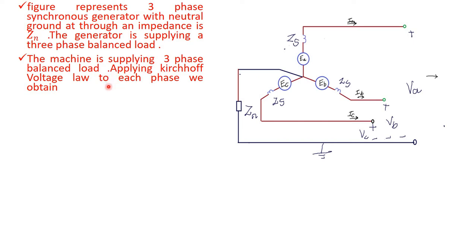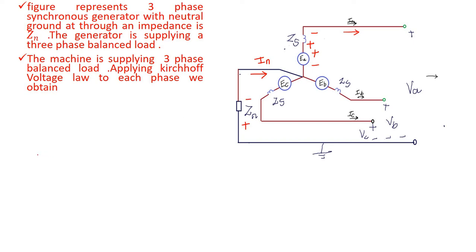Applying Kirchhoff's voltage law to each phase, we obtain the following. So this is the current direction: current entering is positive and leaving is negative. Here is the generator voltage, and this is the direction of the neutral current. Entering is positive and leaving is negative.